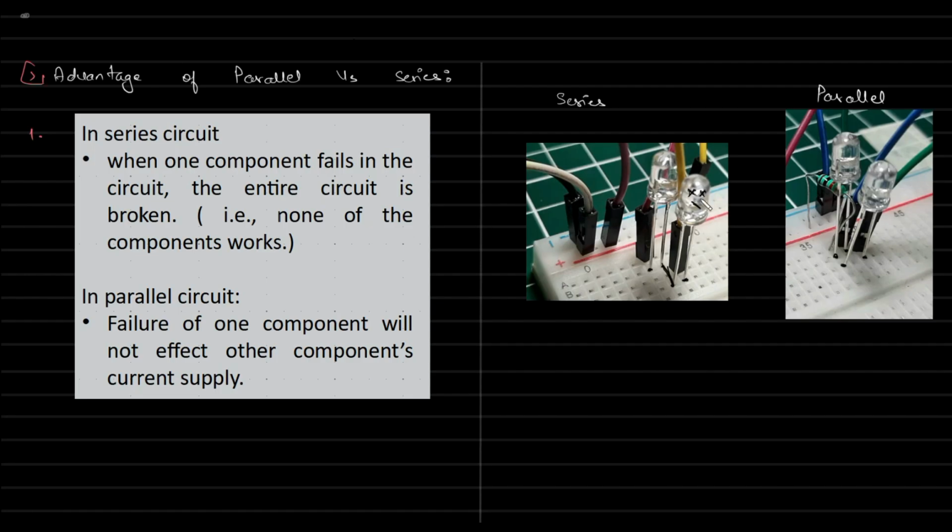If one of it fails, the other will also stop working. In this, if one stops, the other will not stop. It will continue to work. Okay. So that's the advantage of parallel over series. Failure of one component will not affect other components' current supply.